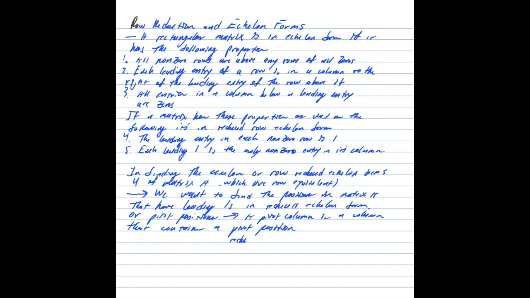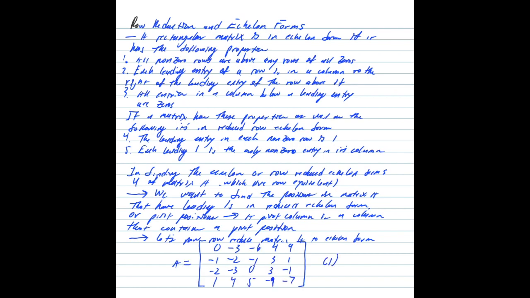So let's start out by row reducing matrix A to echelon form. So the first row of matrix A is 0, -3, -6, 4, 9. Row 2, -1, -2, -1, 3, 1. Row 3, -2, -3, 0, 3, -1. Row 4, 1, 4, 5, -9, -7.